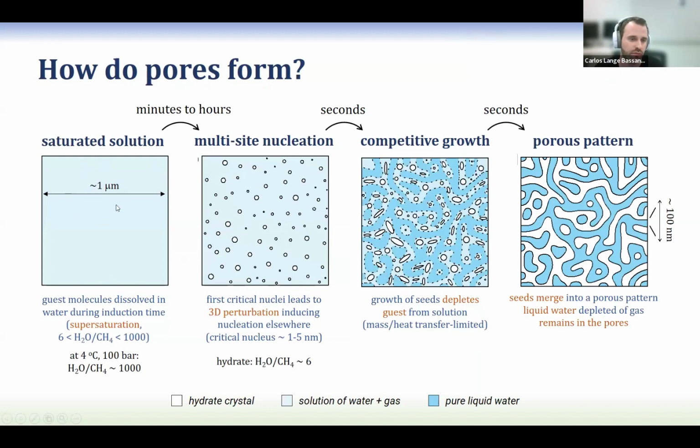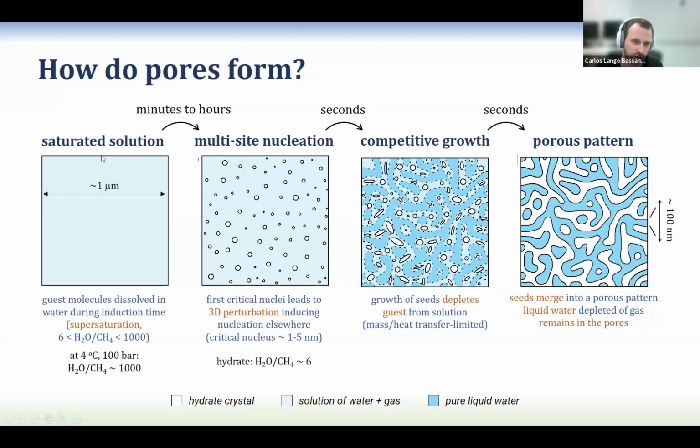In clathrate hydrates, we always have a supersaturated solution where the ratio of water to methane molecules is about 1,000, right? Here at 4 degrees Celsius, 100 bar. But when it crystallizes, we have much more methane relative to water, right? So this value here is very drastic. And what happens is that nucleation takes a really long time to occur.